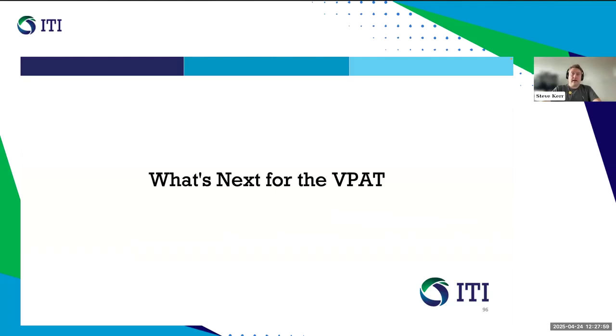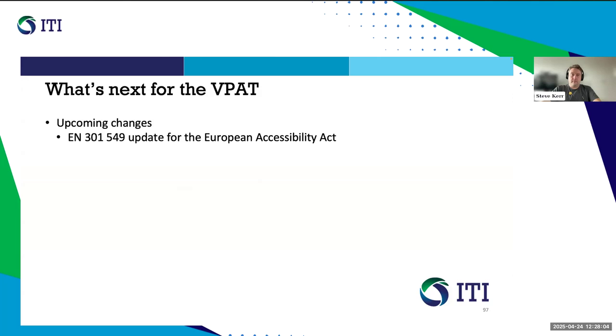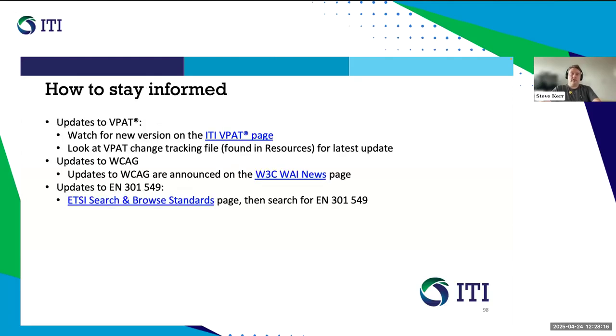What's next for the VPAT, and how can you stay informed of the changes? The VPAT is planning another update when the next version of the EN 301 549 is finalized as the harmonized standard for the European Accessibility Act. You can stay informed on updates on the VPAT, WCAG, and EN 301 549 by using the respective links that are available in the presentation deck.